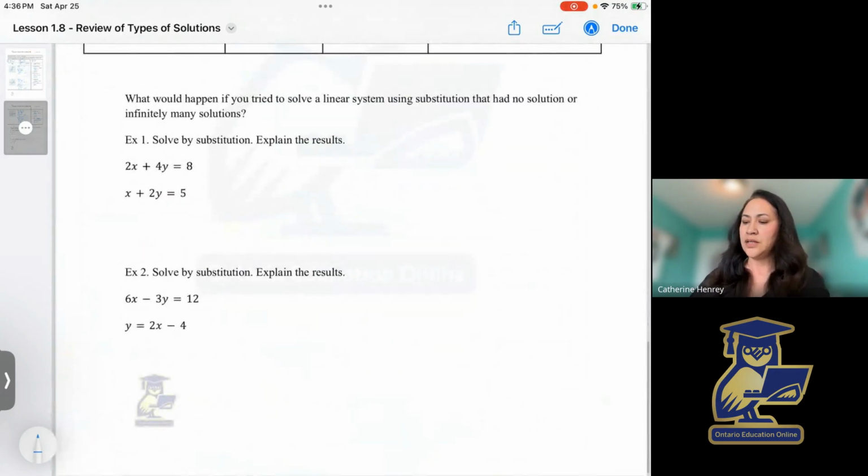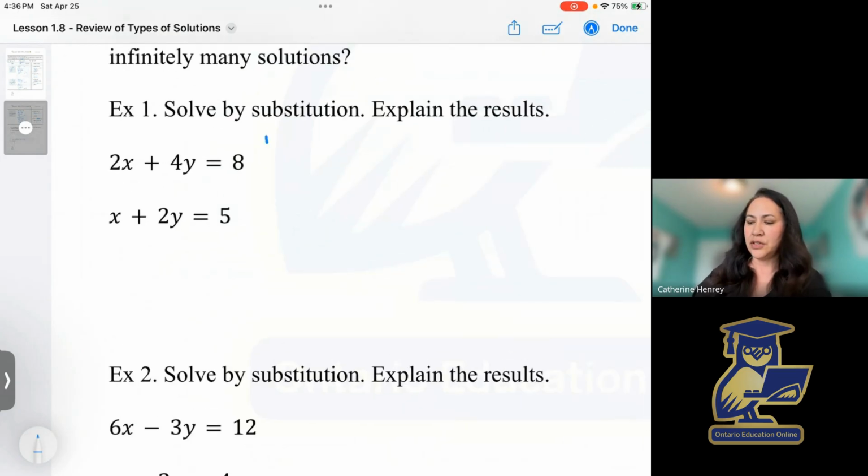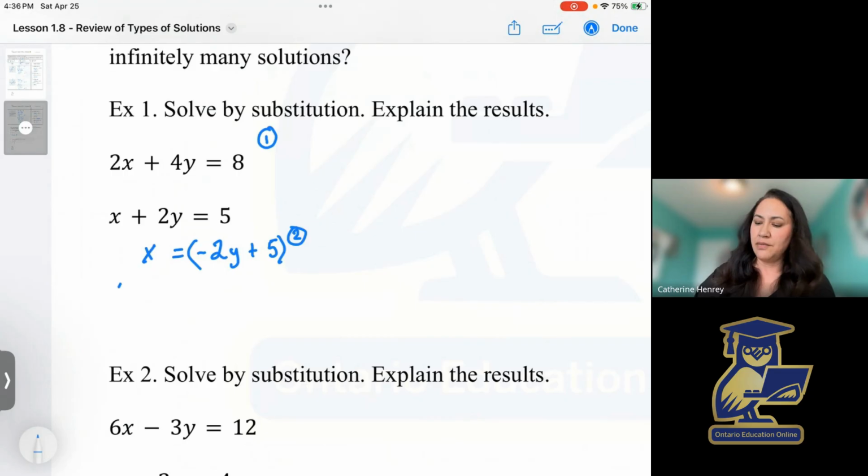So what would happen if you tried to solve a linear system using substitution that had no solution or infinitely many solutions? Let's take a look at what would happen. So in our first example, we have 2x plus 4y equals 8 and x plus 2y equals 5. So the first one I'm going to call my first equation. I'm going to rearrange the second one so that I have x equals negative 2y plus 5. And that'll be my second equation. And I'm going to sub the second equation into the first equation.